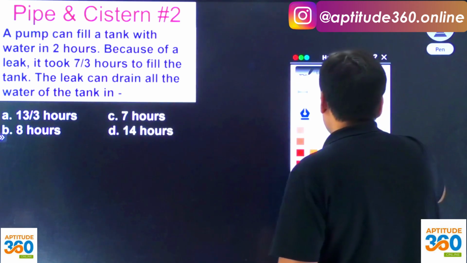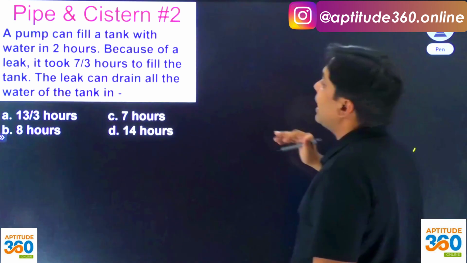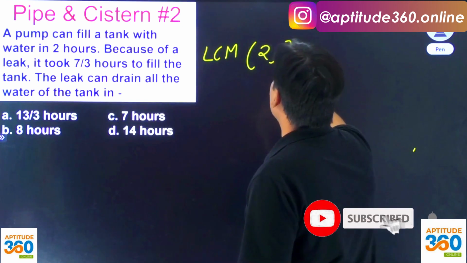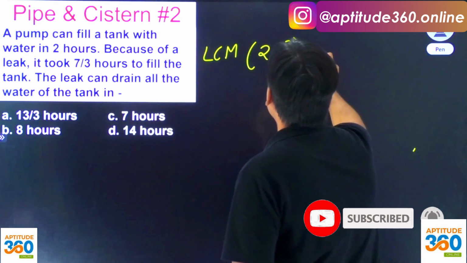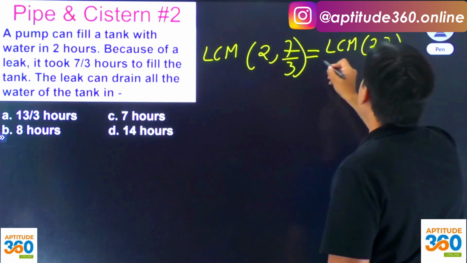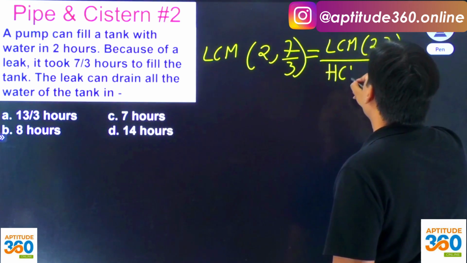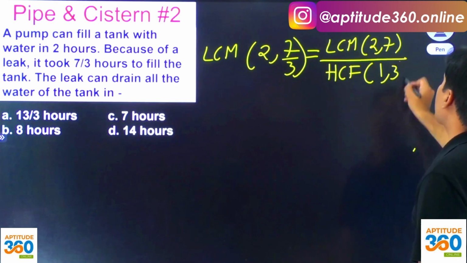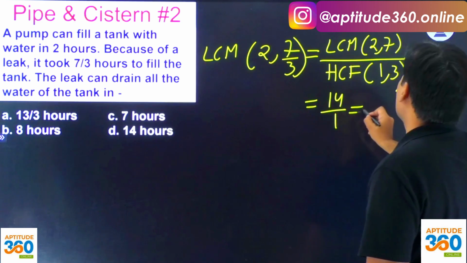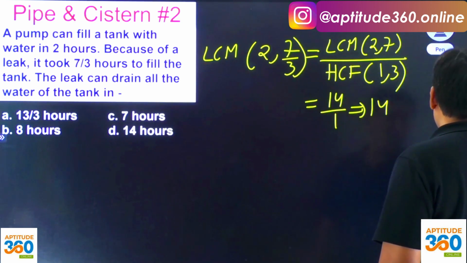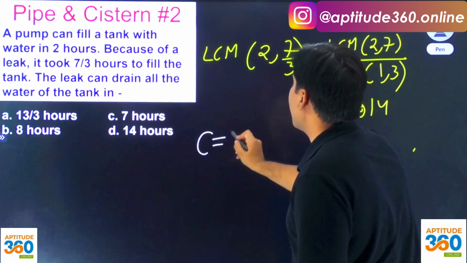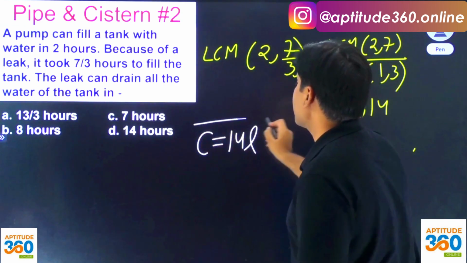When you have got fractions involved, you should be taking LCM of here 2 and 7 by 3. So that's LCM of the numerators, whereas HCF of the denominators. That's coming out as 1 and 3. So this is going to be what? 14 and 1. So this one is 14. What is that you should be doing? You should take capacity of this tank as 14 liters.